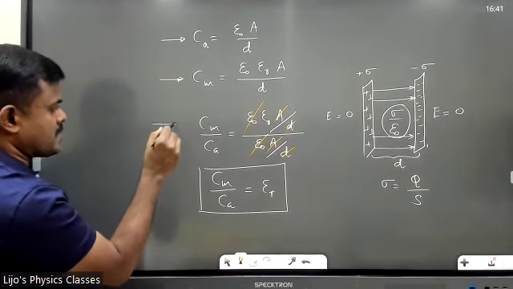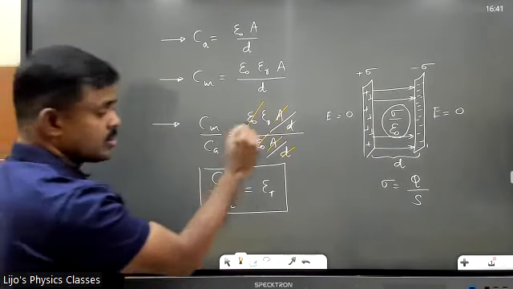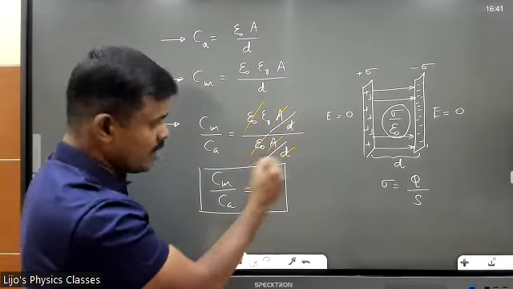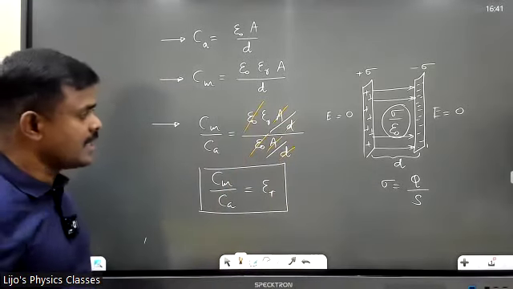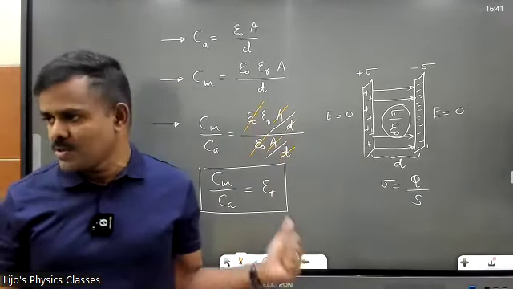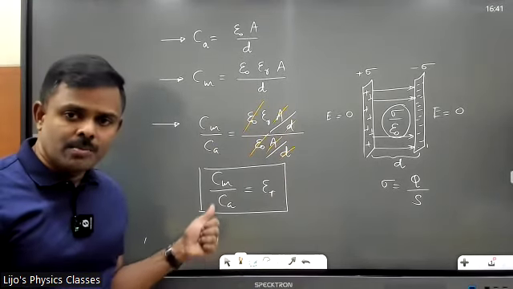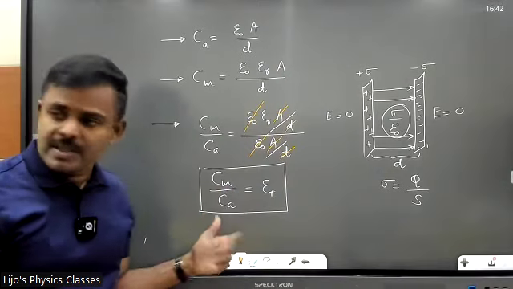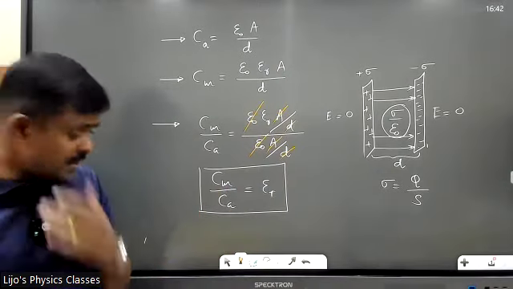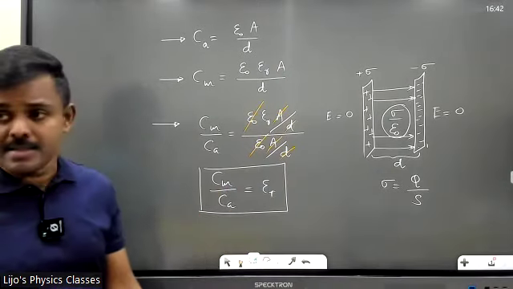And then what? You take the ratio Cm to Ca. It is epsilon 0, epsilon R, A by D over epsilon 0, A by D. Epsilon 0, A by D gets cut. You are left with epsilon R. So epsilon R definition is what? It is the ratio of capacitance with medium inside to capacitance with air inside. Now, this is the crux of what we learned so far in capacitance.